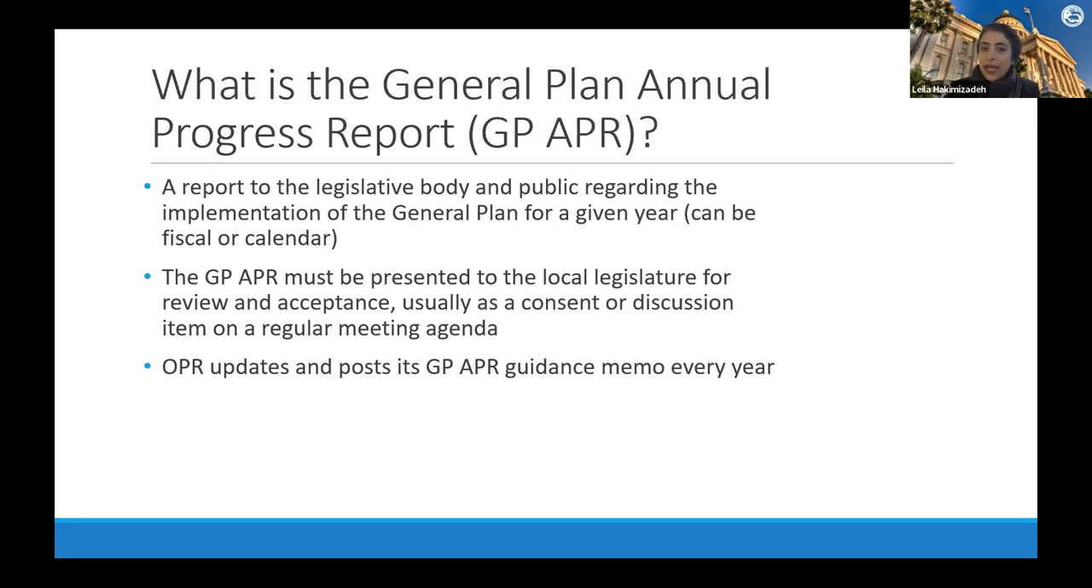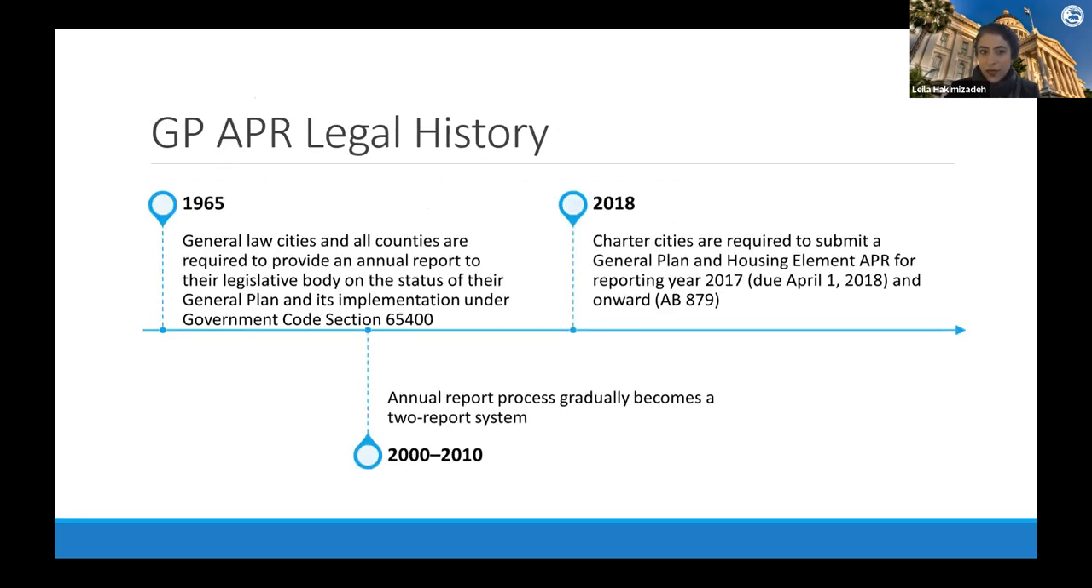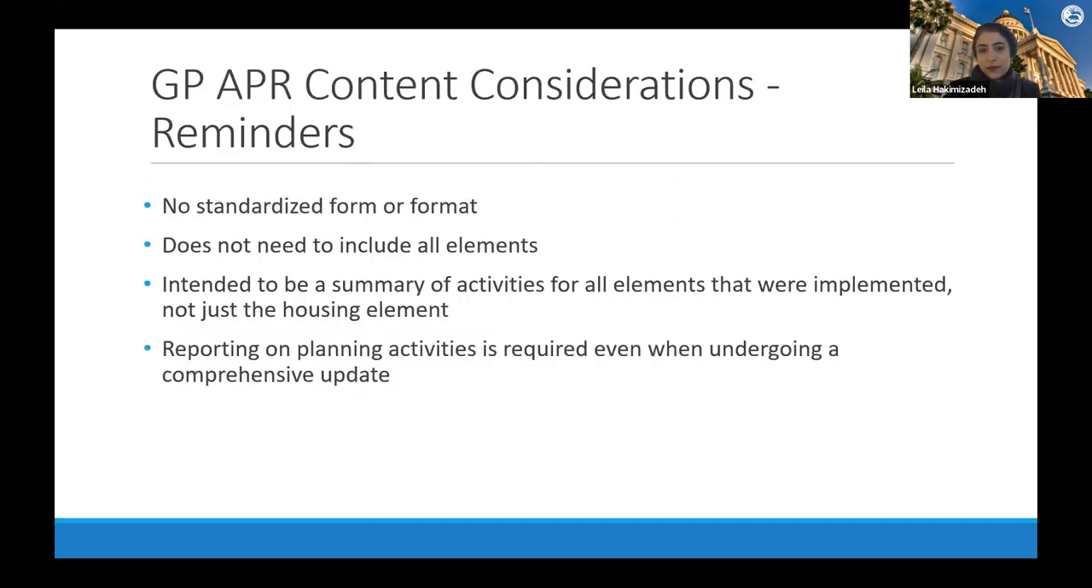OPR updates and posts its GP APR guidance memo every year on our website. General plan APR requirements have evolved over the years. It started from 1 report and eventually became a 2-report system. And starting from 2018, the requirements apply to both general law and charter cities.